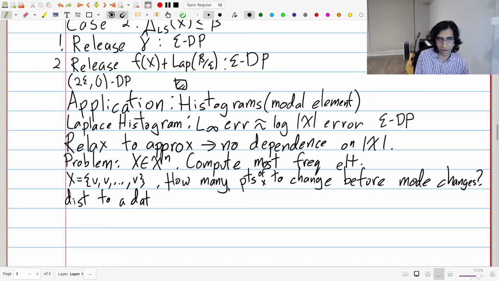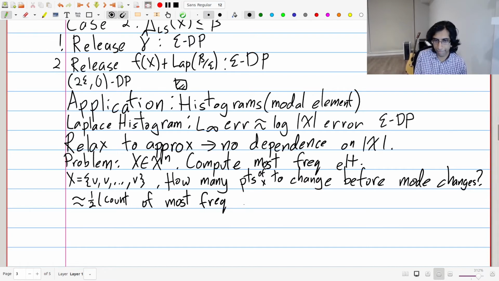Let me just say that the answer to this, how many points need to change before the mode changes, is approximately equal to 1/2 times the count of the most frequent element minus the count of the second most frequent element. And that's it. That's essentially how many points have to be changed before the mode changes.